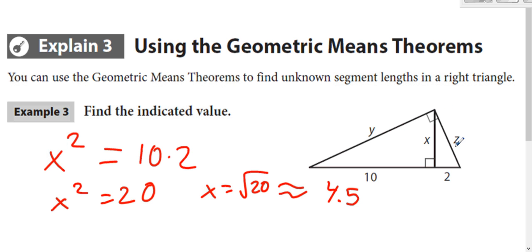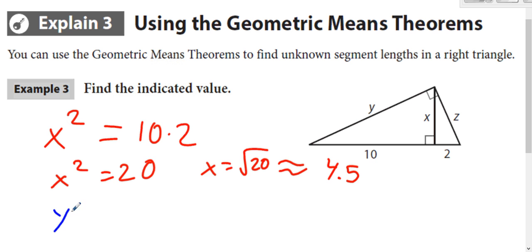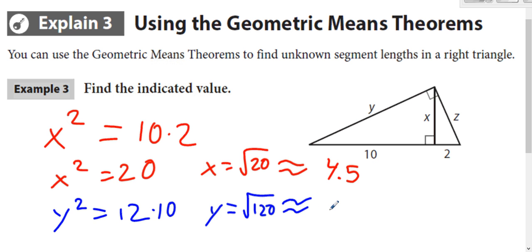If you're trying to find z, you use the entire length and just the length that's closest to z. If you're trying to find y, you use the entire length and the side that's closest to y. So let's do y next. The entire length is 12, and then the side that's closest is 10. So you get y equals square root of 120, which is 10.95. Let's keep it there, 10.95.